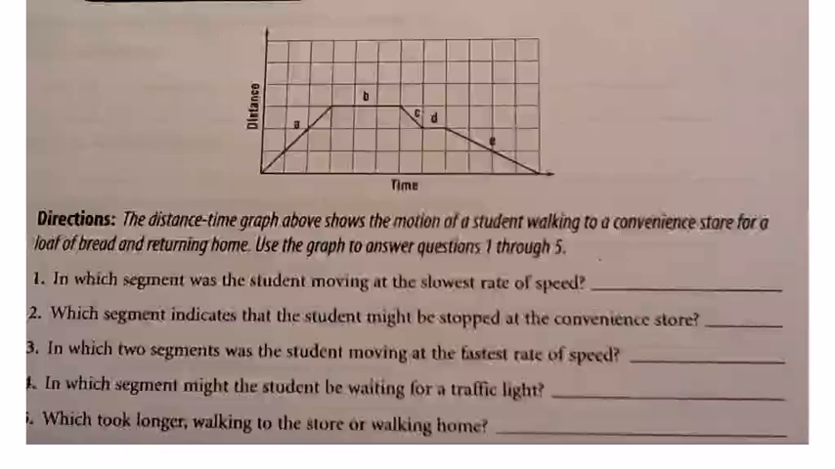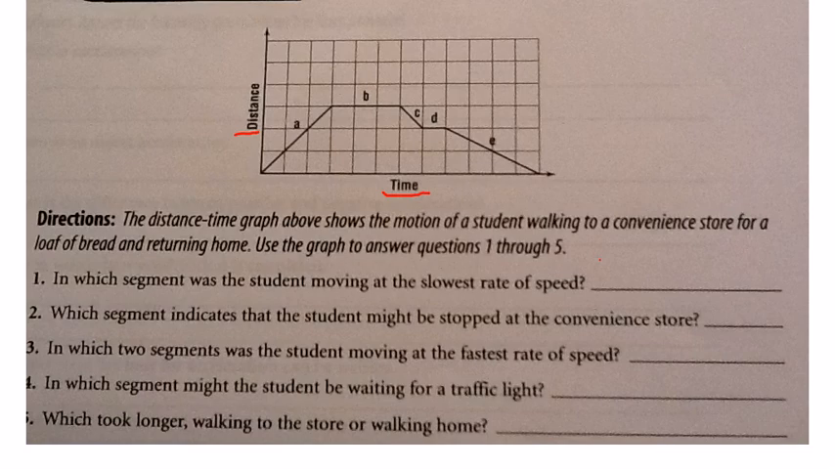Now we are going to work with a distance-time graph. Let's remember the basics of this kind of graph. We know that in the x-axis we have time. This is seconds, minutes, hours, and since we don't have the units in this graph, it could be any of these.